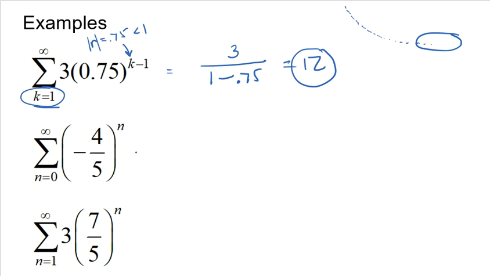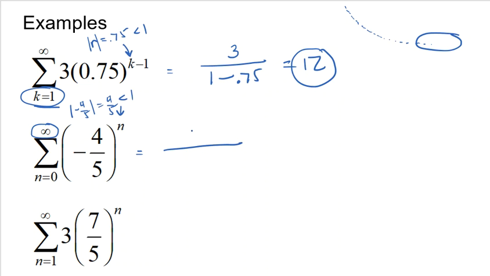All right, let's take a look at this next one here. A little bit different, but again, the variable is in the exponent. So yep, this is a geometric sequence. Now, can I find this infinite sum? Well, the absolute value of negative 4/5 is positive 4/5, which is definitely less than 1. 4/5 is less than 1. So yes, I can. All right, so the formula is very easy.